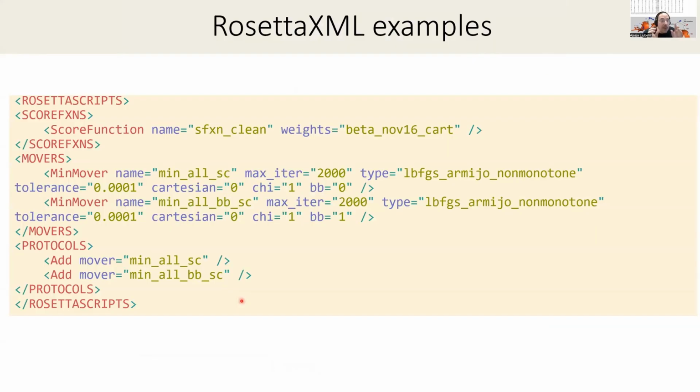So this is what a mini example, an entire Rosetta XML example, looks like. First you define a score function, then you define movers, but these are just definitions. This does not mean that these things will get run. The only thing that gets executed is what's in the protocol section. So here we first call a mover that minimizes all the side chains. So this is here, and then we call a mover that minimizes the backbone and the side chain. So that would be this one.